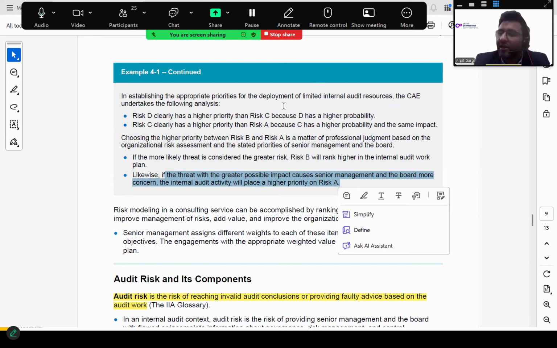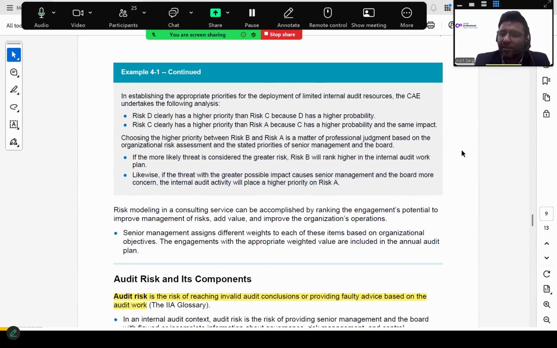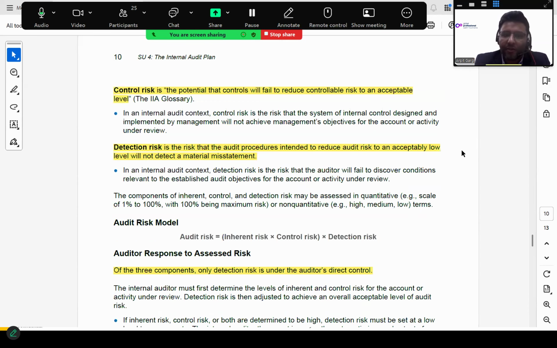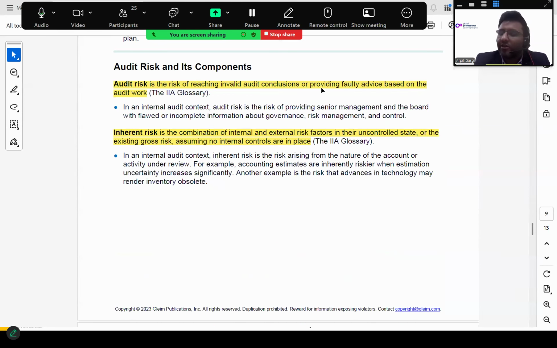So again, just read it. It's not that the same question will be asked. It's just that you should know impact and likelihood. So I'll move on to the important part, people. Audit risk and its components. This is very, very important for the exam. As I said, people, can you all read the highlighted section? Audit risk is what?